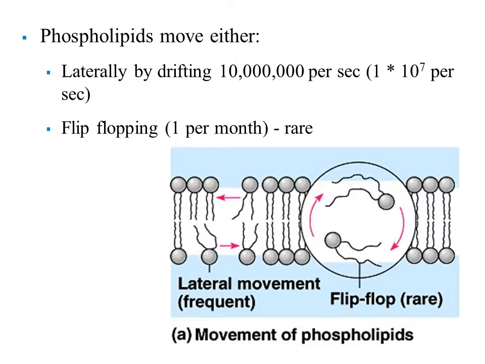So the phospholipids will laterally drift about 10 million per second. Extremely fast. A lot of them will do it. Flip-flop is very rare. So this means one phospholipid that is facing the interior of the cell, 1 per month, can flip to the exterior portion of the cell.